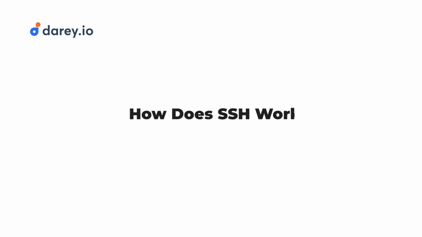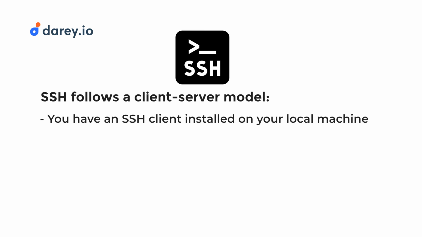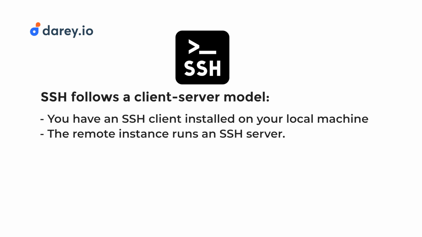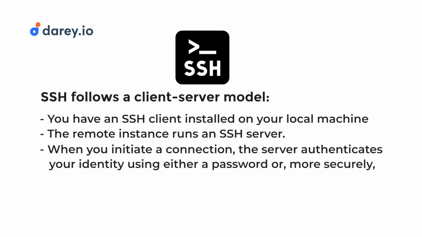How does SSH work? SSH follows a client-server model. You have an SSH client installed on your local machine. The remote instance runs an SSH server. When you initiate a connection, the server authenticates your identity using either a password or, more securely, SSH keys.